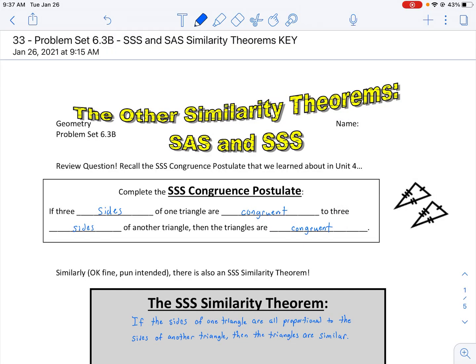6.3b problem set key. I've already filled out some of the information for us to speed up this process a little bit, but we have two new similarity theorems. We have SAS and SSS.